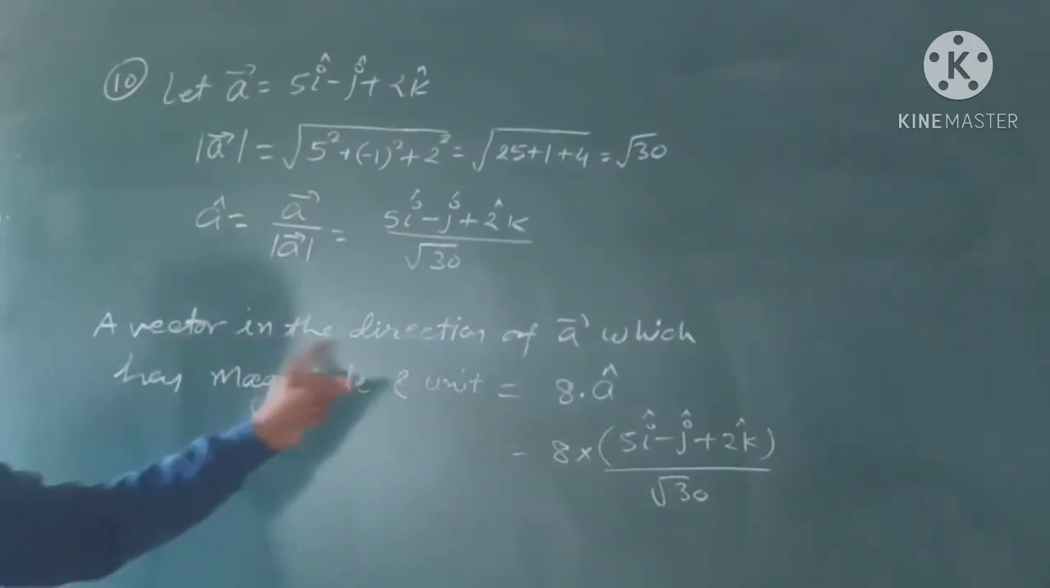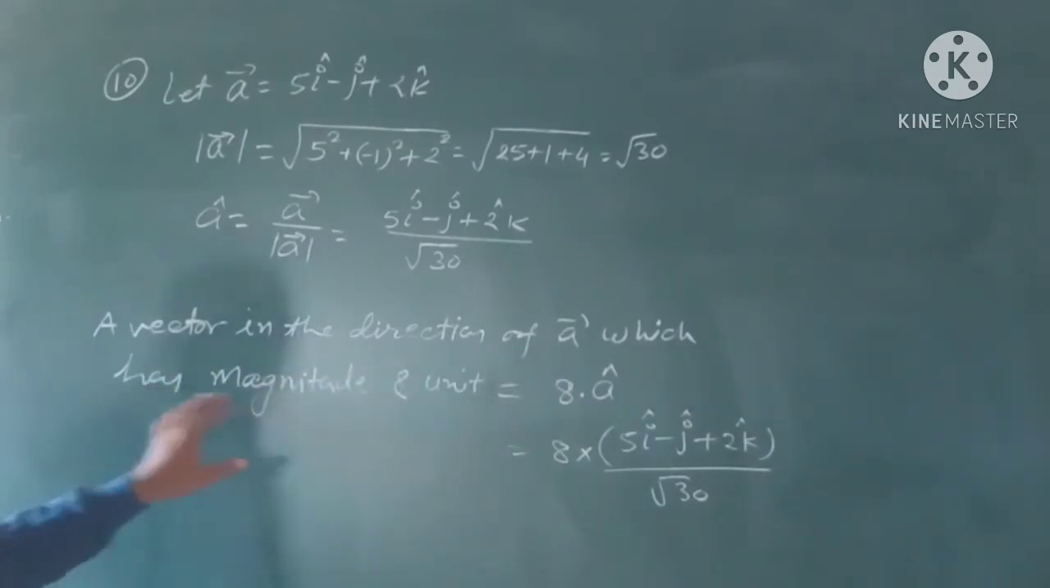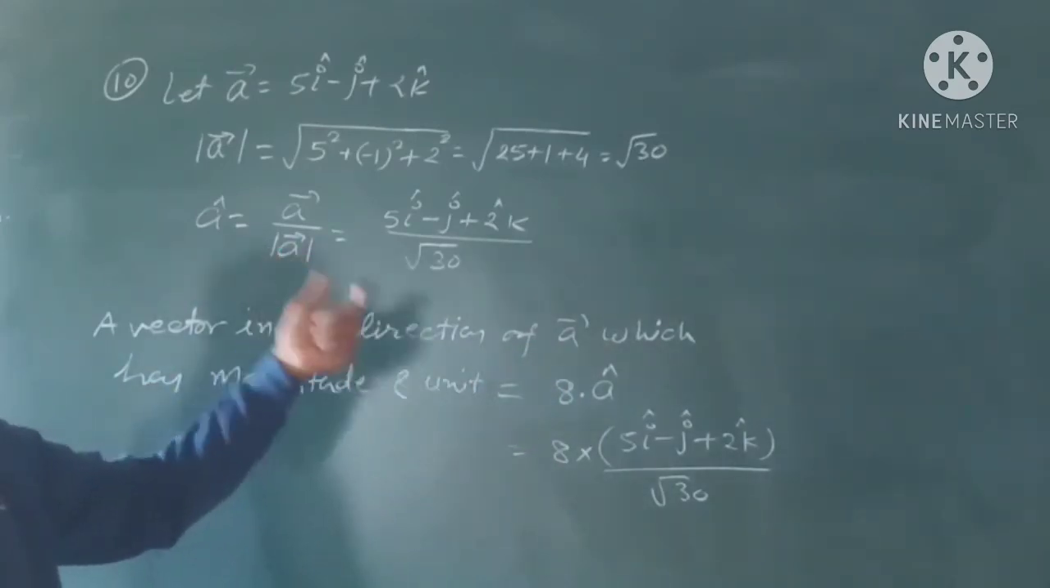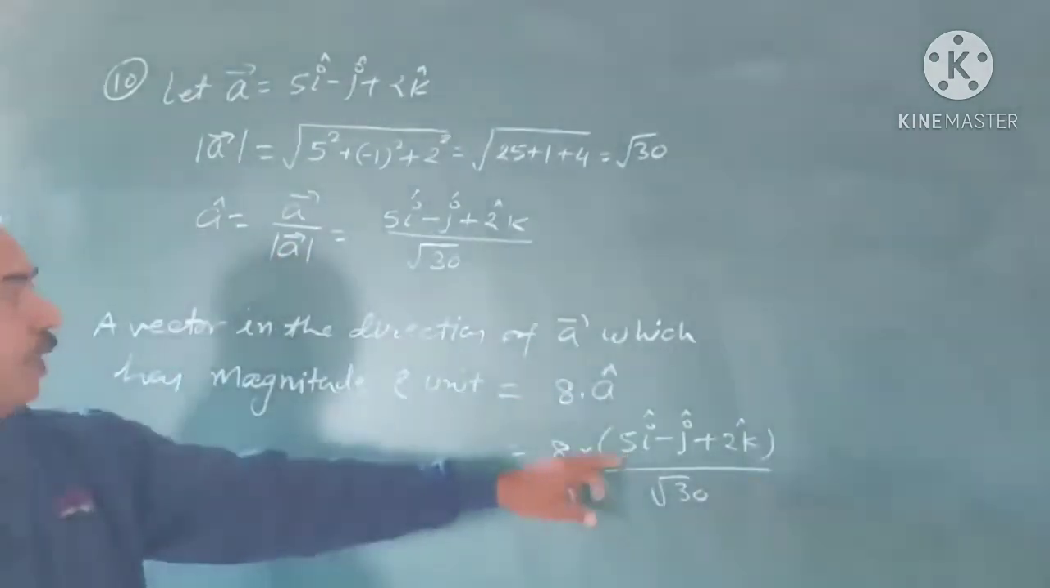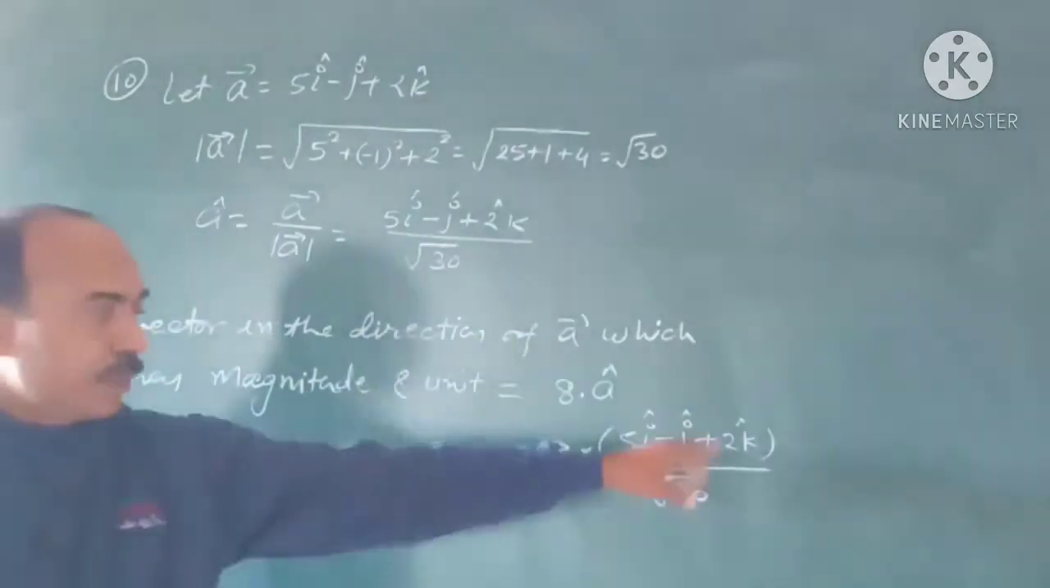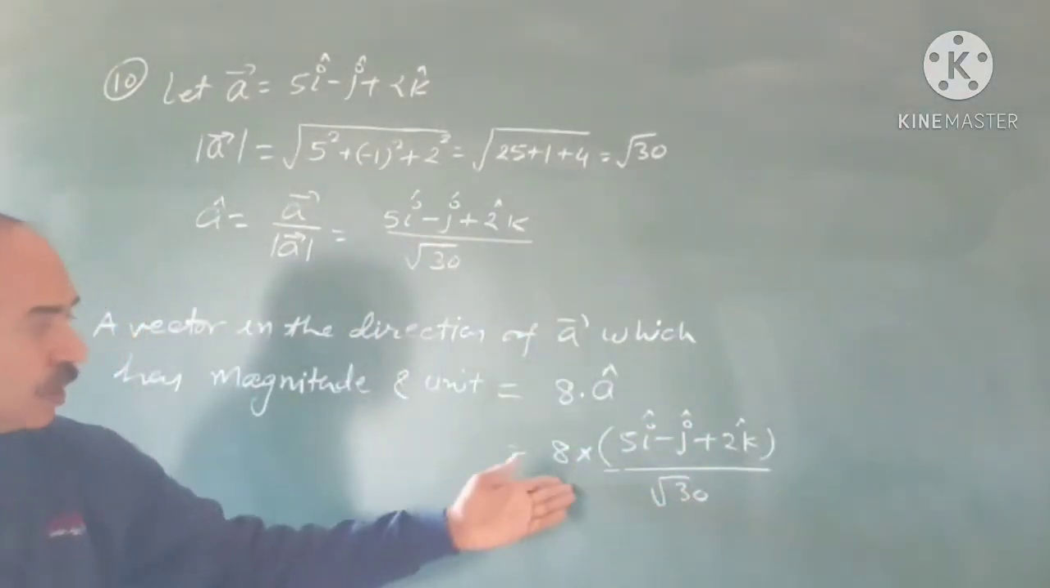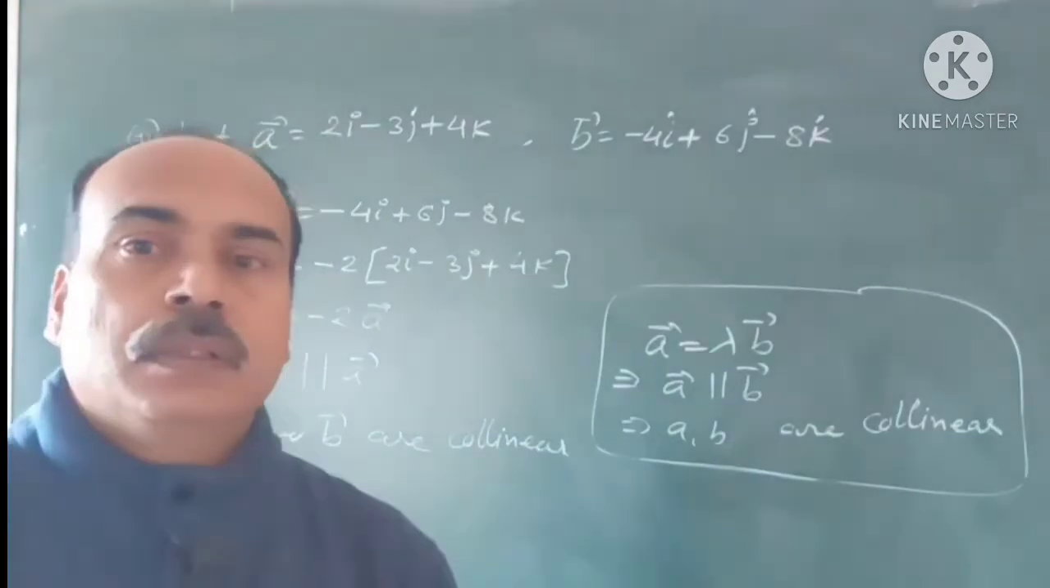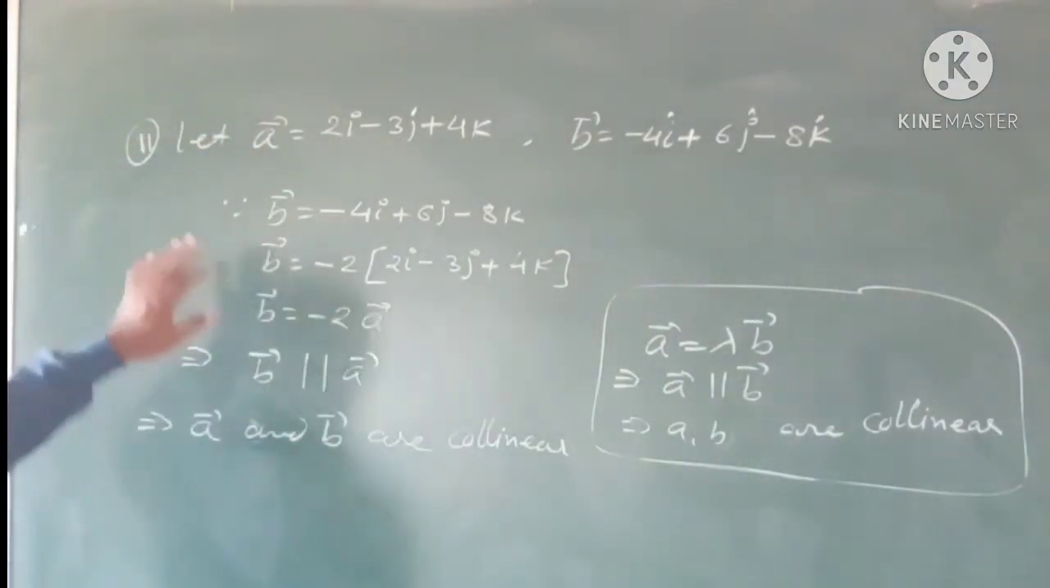So a vector in the direction of vector A which has magnitude 8 units is 8 times A cap. A cap means (5i minus j plus 2k) divided by root 3. This is the answer. Okay, next, question number 11.